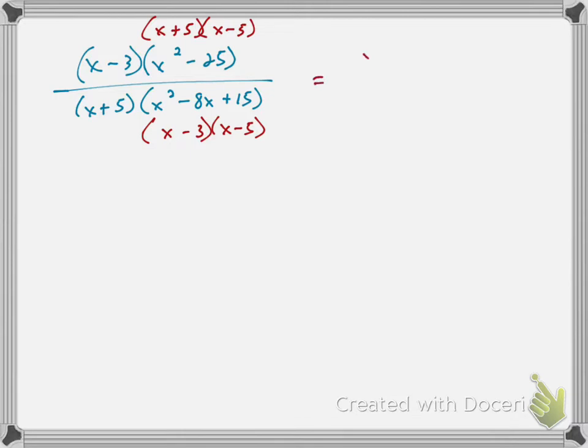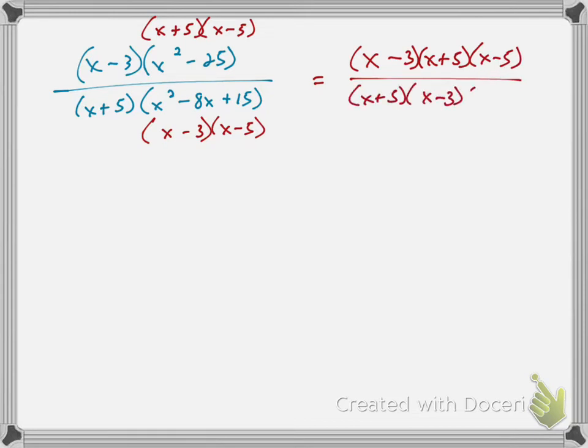Okay, so I'm going to rewrite everything that I have now that it's factored out. And I start to notice I have x minus 3 in both. I have x plus 5 in both. I have x minus 5 in both. And so again, since everything canceled out, it's kind of like that 1 over 1. So our answer is just 1.